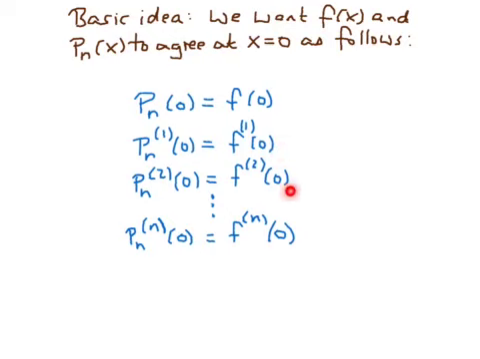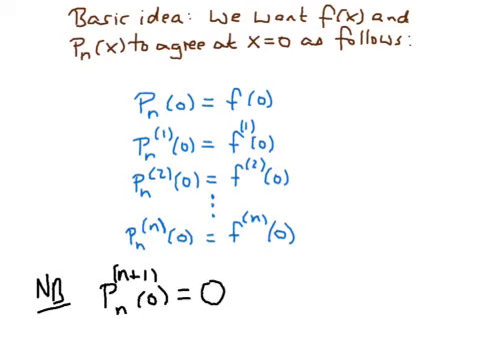Similarly, we want them to have the same second derivative at x equals 0. We want the same third derivative at x equals 0, etc., up to we want them to have the same nth derivative at x equals 0. And it should be noted that there is an error, in that any finite polynomial cannot agree with the n plus 1th order derivative, because the n plus 1th derivative of an nth order polynomial, no matter where you evaluate it, is going to be 0.